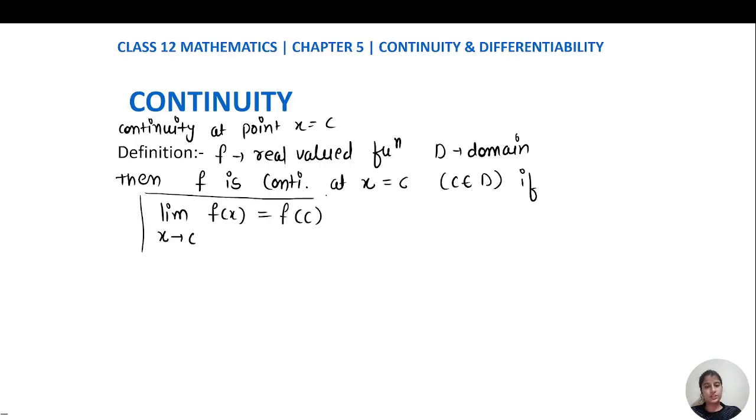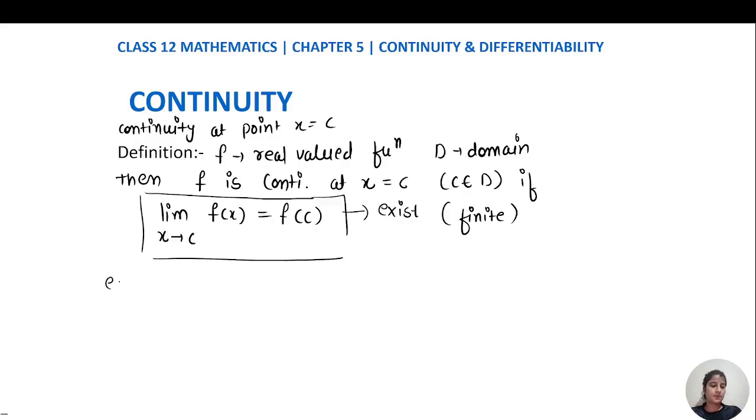So what is our definition for continuity at a point? The function is said to be continuous at a point if the limit value exists. That means this should exist, right? What do we mean by exist? That means the value should be finite. So our function f is said to be continuous at a point c in the domain if its limit value and the function value are the same and these values are finite.